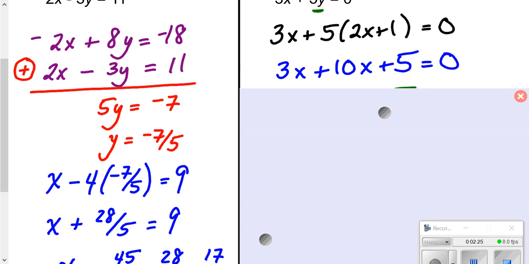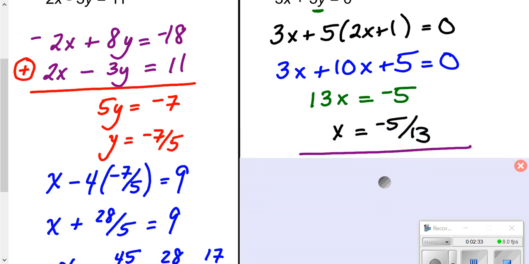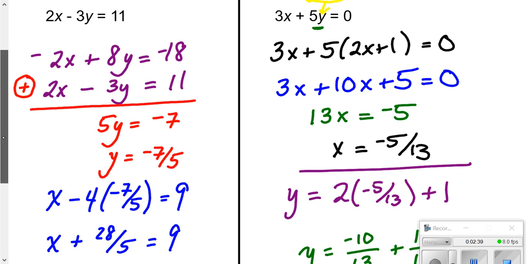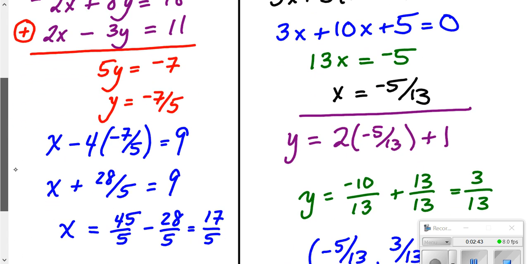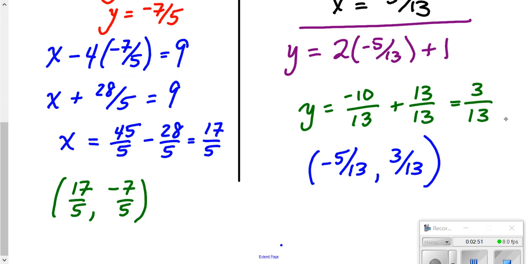First, I distributed the 5. Then I combined like terms and moved the 5 to the other side. Then I divided by 13. So that's how I found the value of the x variable. Then we'll go up here. y is 2x plus 1, so y is 2 times the x value plus 1. And then just do some arithmetic there, and I get what y is equal to.